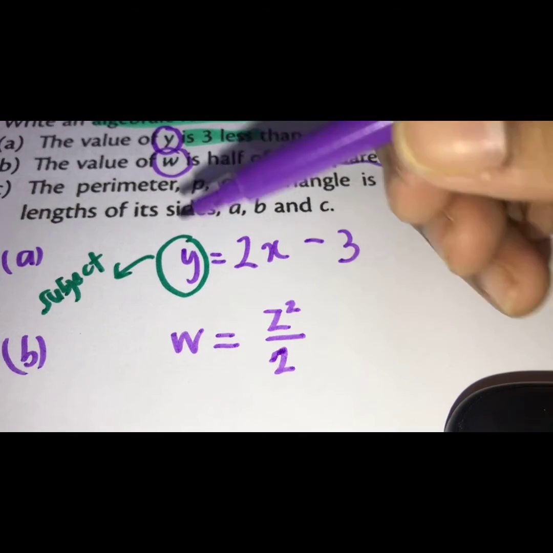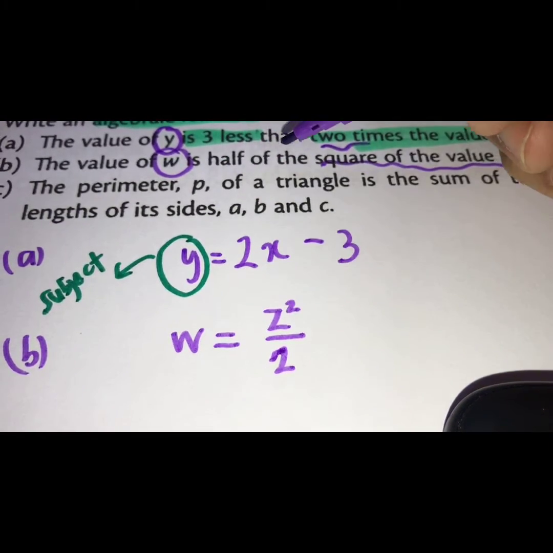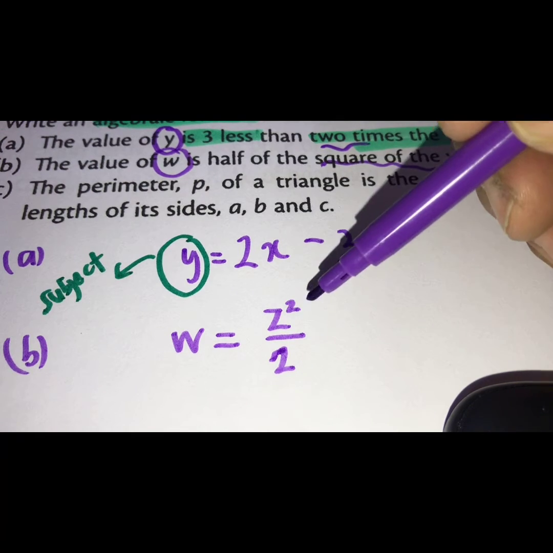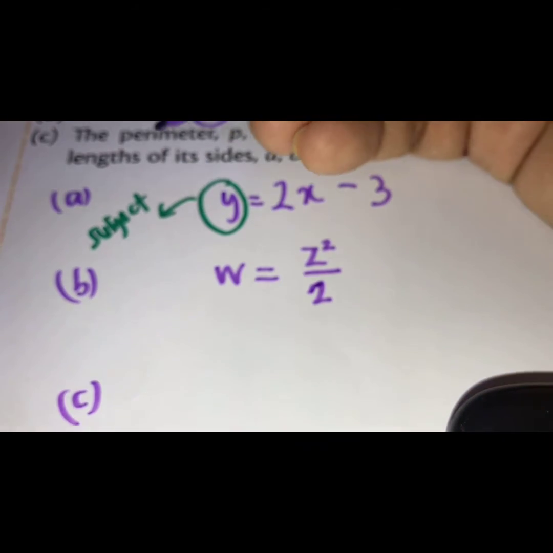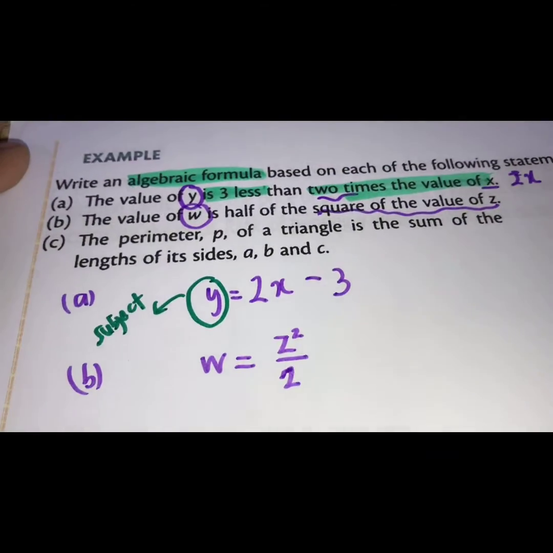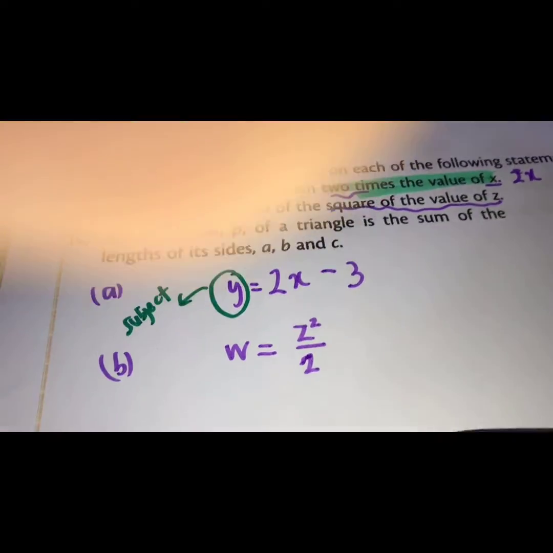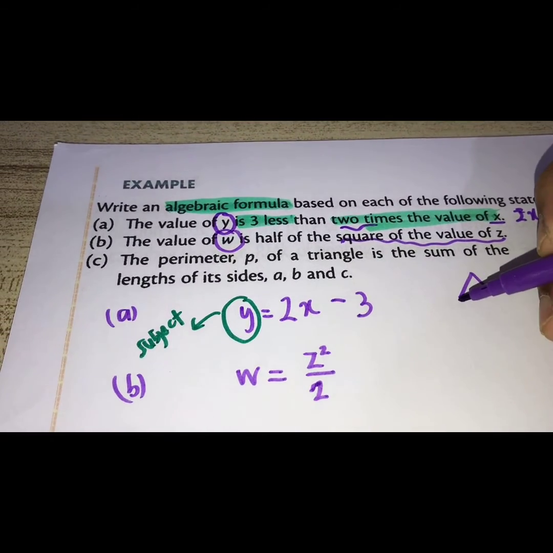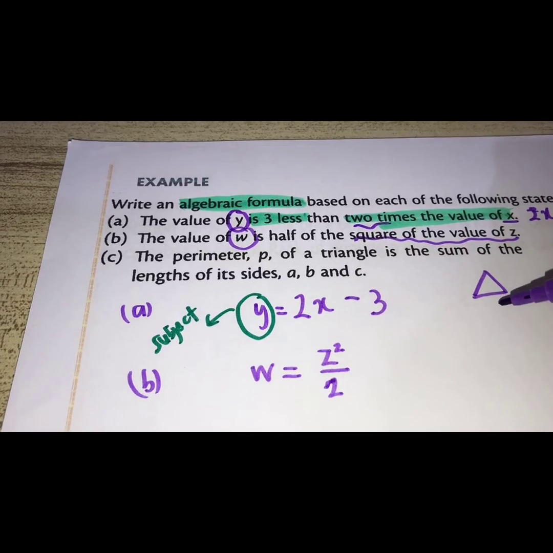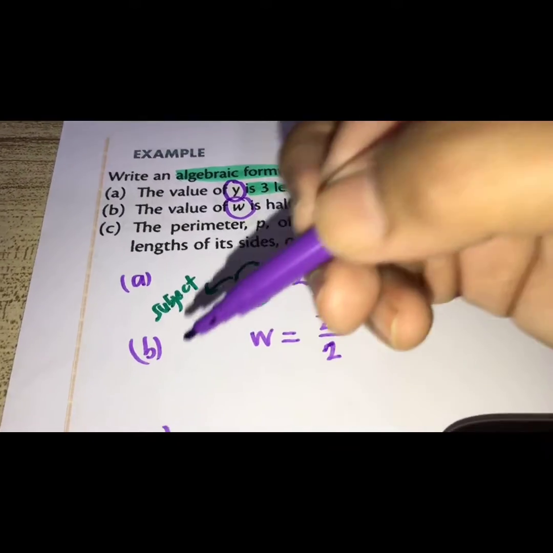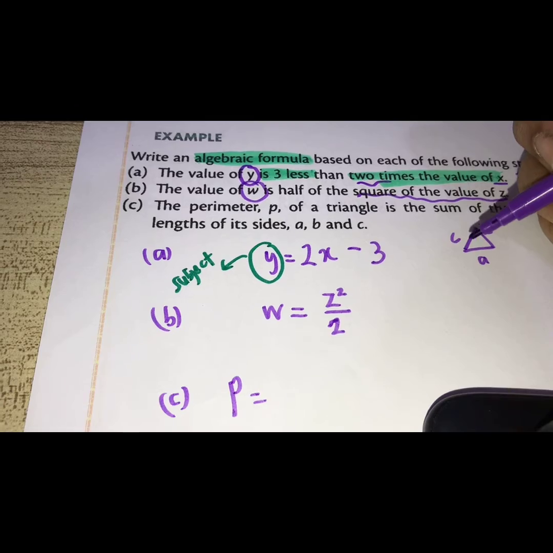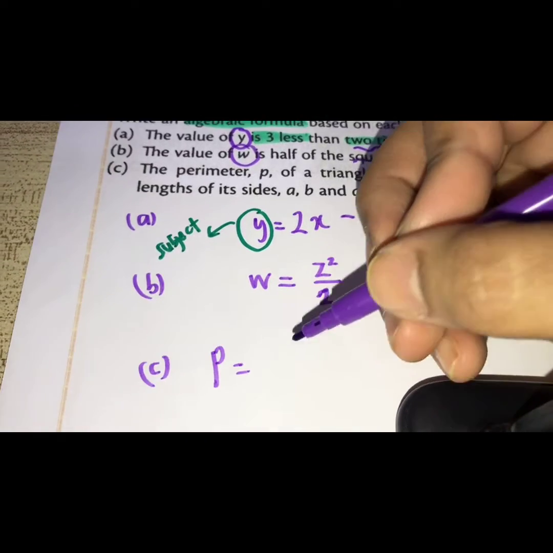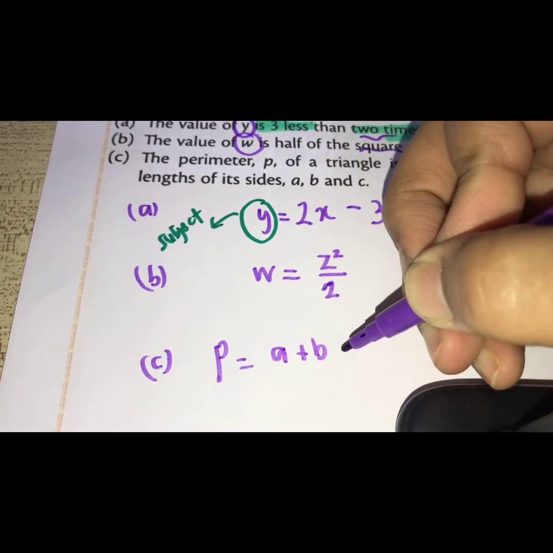So how to write the formula? The value of W, W equal to half of the square of the value of Z. This means Z square divided by 2. That is for question B. Question C: the perimeter P of a triangle equals the sum of the length of its sides. So A, B, C, like that, right? So perimeter P, where P refers to perimeter, equal to A plus B plus C.